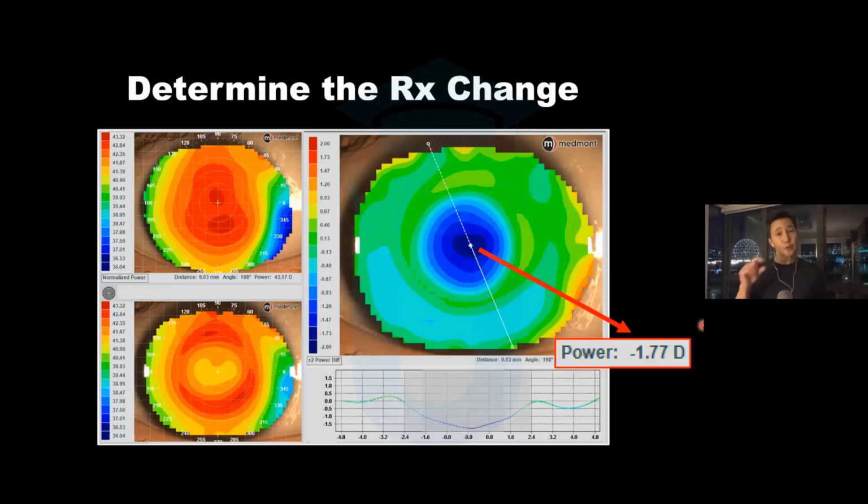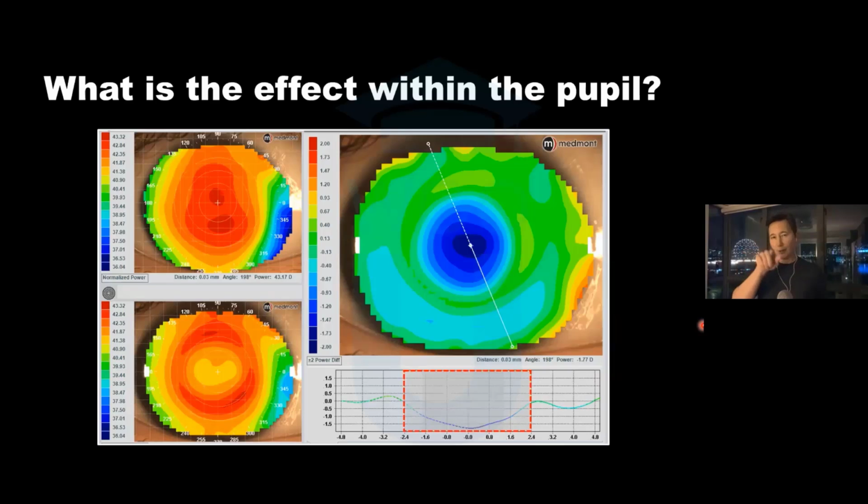Now we know the central shift, what's being presented to the fovea. Now we want to understand the defocus that we've created in the periphery. So let's put our attention on that box down below. That's the powers within the pupil across this white line here. And you can see that power shift between the foveal change, or what would be presented to the fovea, and what's presented through the peripheral part of that central zone within the pupil, essentially.